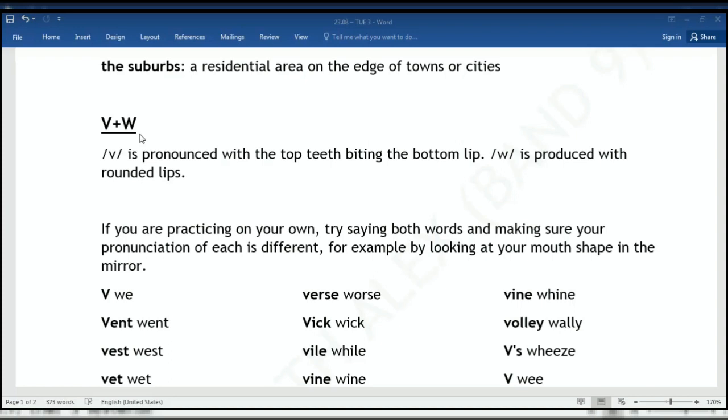So for this, what I'd recommend, first of all, is just practice. You should know which sounds are V and which sounds are W. That is important. Let's practice this. Let's say these words and then check them.